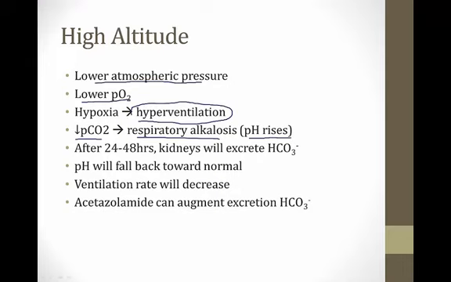Now, about a day or two later, the kidneys will begin to excrete bicarb, and the pH will start to fall back towards normal, and then the ventilation rate will decrease as patients become accustomed to this. So later on, after you've been exposed to high altitude for a while, you may not see the respiratory alkalosis. That's why we say it occurs in early high altitude exposure. And one thing you should know is that acetazolamide, which is a carbonic anhydrase inhibitor, is sometimes given to people who ascend to high altitudes to augment that excretion of bicarbonate by the kidneys.